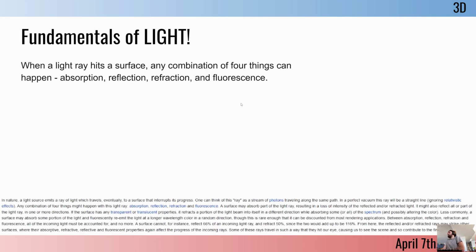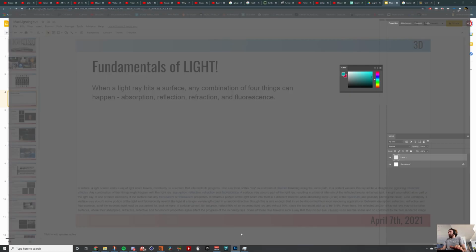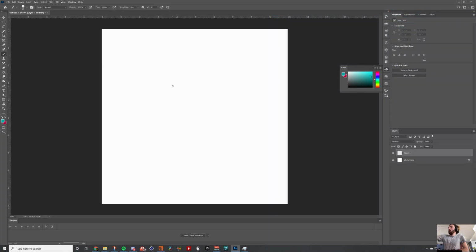All right. Fundamentals of light. So every ray that comes out of, or every photon that comes out of a light source hits something and is either absorbed, reflected, refracted, or kind of redirected like a fluorescent light. So if I was just going to open Photoshop quick and show you what I mean by that.